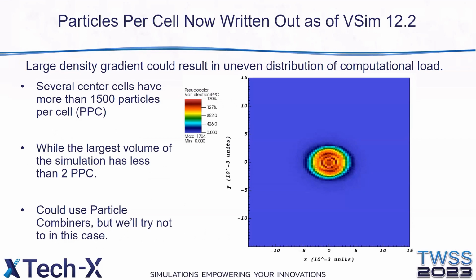So again, I mentioned earlier, we could use particle combiners for this specific problem. That would significantly improve performance in that central region, but we're going to try not to in this case. We want to see how far we can get with just doing domain decomposition improvements.